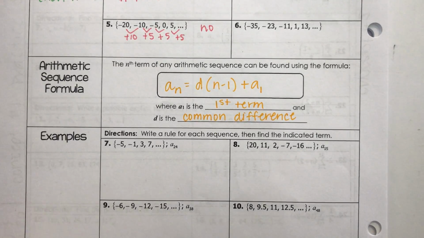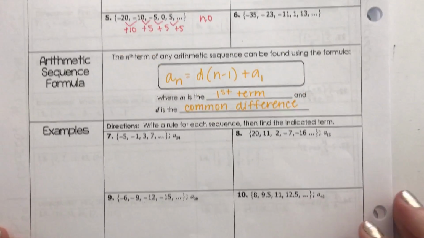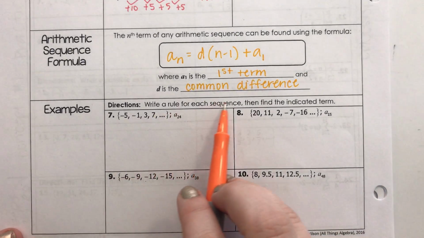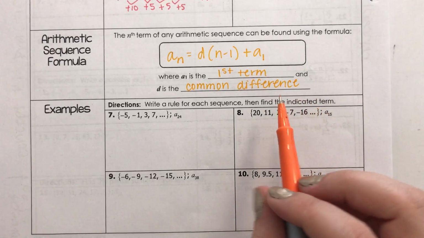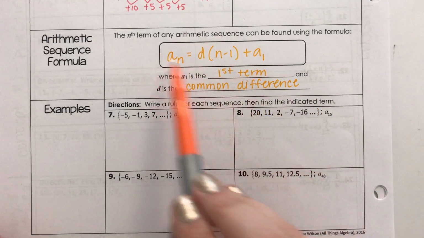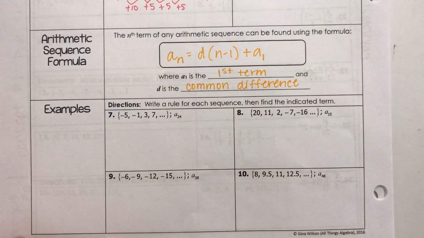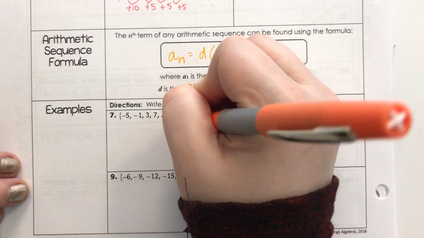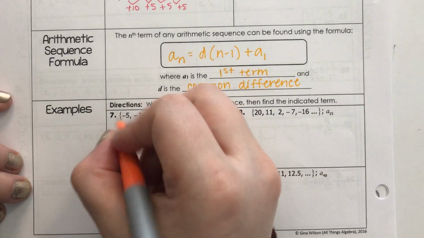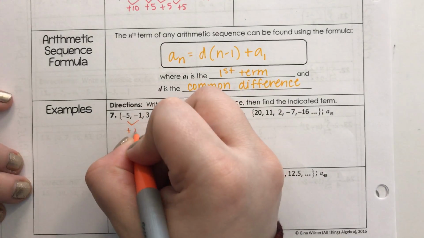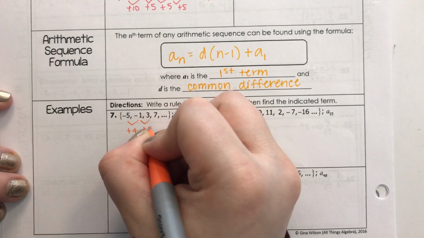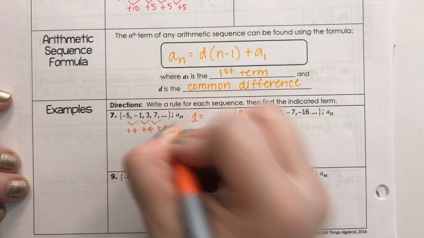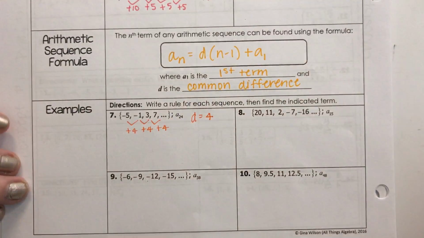Actually, I'll use this other color here. This says, write a rule for each sequence, then find the indicated term. Basically, we're going to write a rule using this formula, and I'll show you how to do that. First of all, we have to find the common difference. This is going up by 4, up by 4, up by 4. So our common difference is 4.